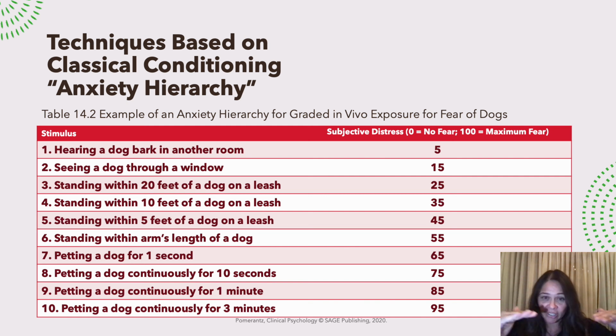So this anxiety hierarchy would be put together between the therapist and the client or the mental health consumer, and they would work on this graded in vivo exposure. Let's hear a dog bark in the other room. And then tomorrow we're going to just look at a dog through a window, maybe even look at a dog in a picture. This is in vivo, so through a window. Standing within 20 feet of a dog, then 10 feet of a dog, then arm's length, etc., till you get closer and closer and closer to the actual experience of interacting and engaging with the dog for a long period of time.